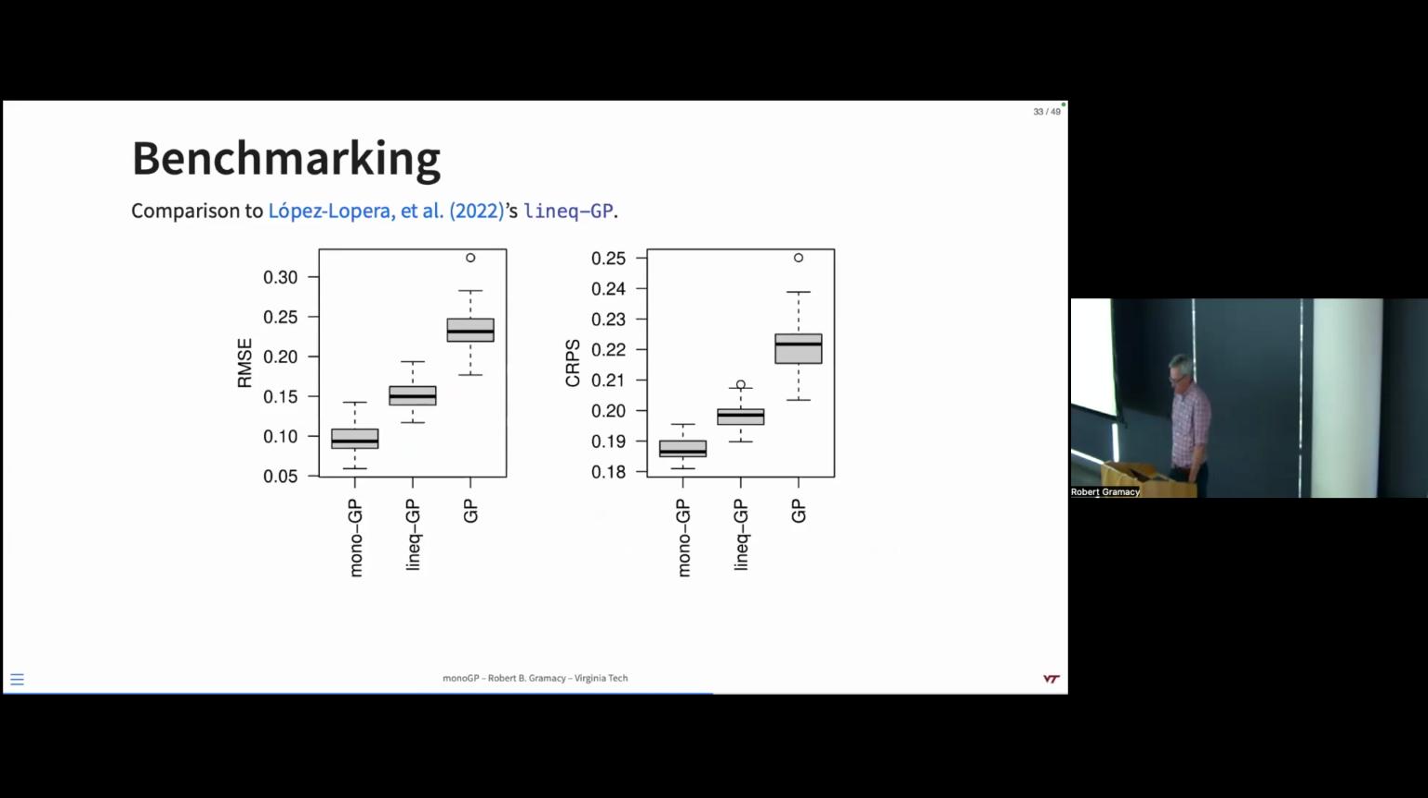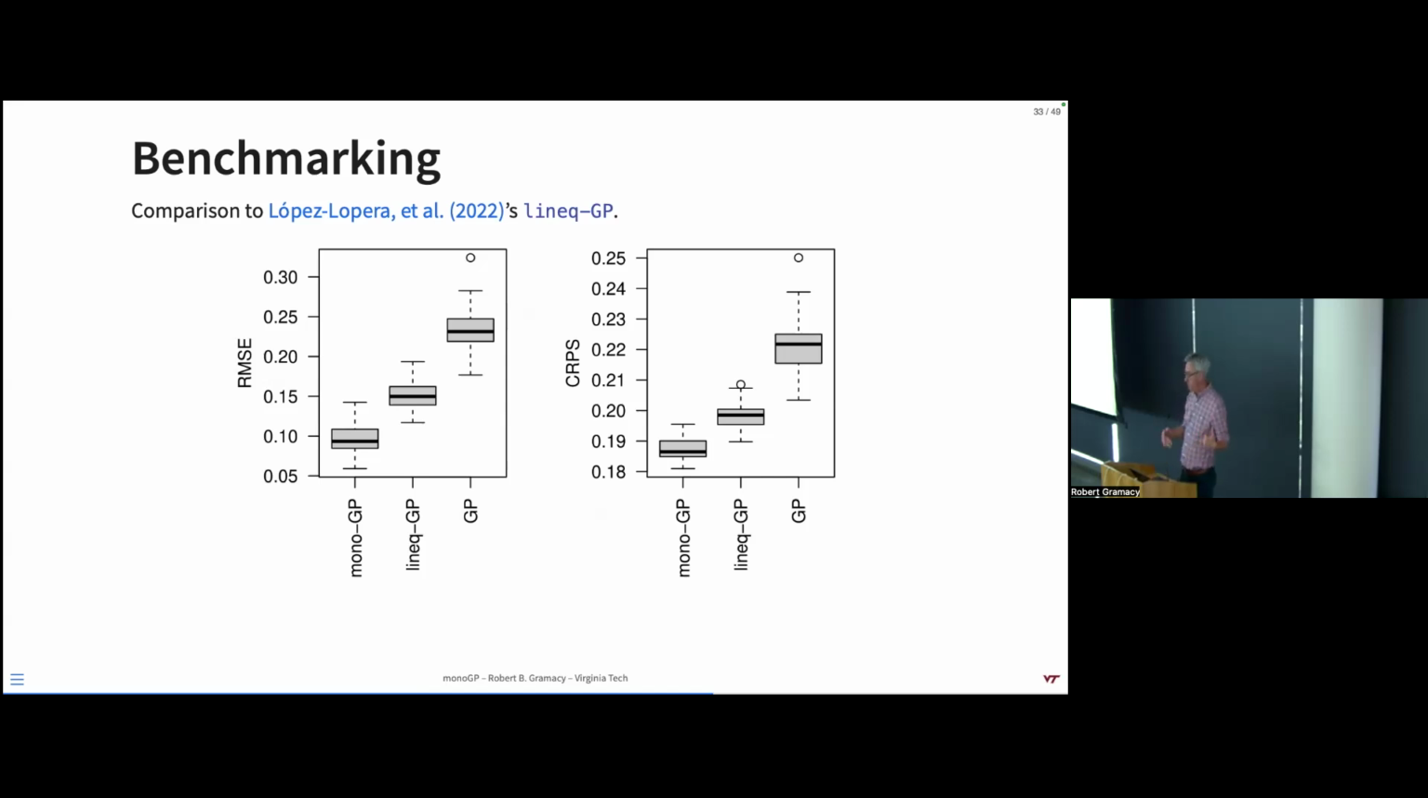In an out-of-sample benchmarking exercise, I get more accurate predictions compared to an ordinary Gaussian process and a better UQ in terms of continuous ranked probability score compared to an ordinary Gaussian process. This middle thing, LinEQ-GP, is a competitor method that targets constrained Gaussian processes like monotone Gaussian processes. It involves some similar ideas, but doesn't use elliptical slice sampling, doesn't use the reference grid, and doesn't use the transformation that we do, but otherwise has some features in common, but isn't as good in this case.